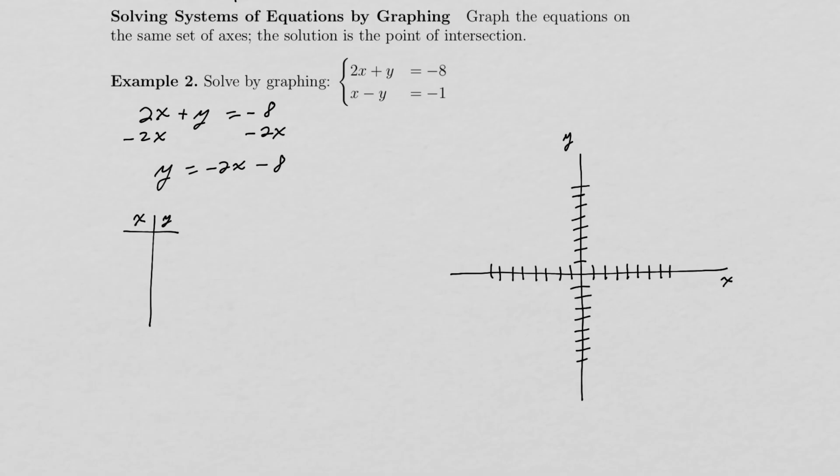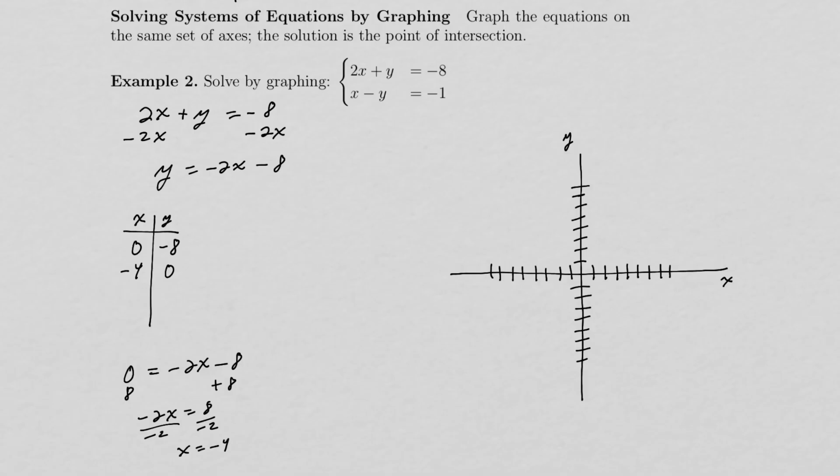So actually, let me do the y-intercept. So when x is 0, y is negative 8. And then I guess I could do the x-intercept as well. So now if y is 0, what is x? It must be negative 4, right? If I set y equal to 0 and I solve this for x, I need to add 8. I'm going to have negative 2x equals 8, divide by negative 2. So x is equal to negative 4.